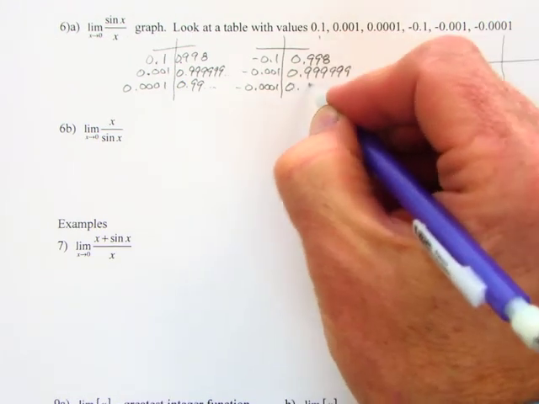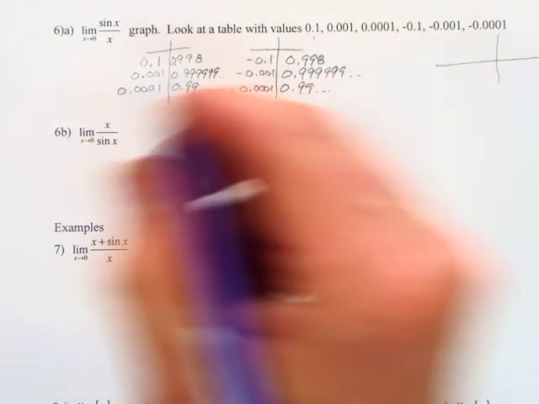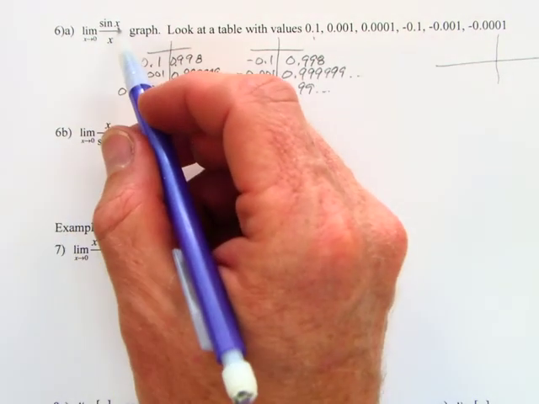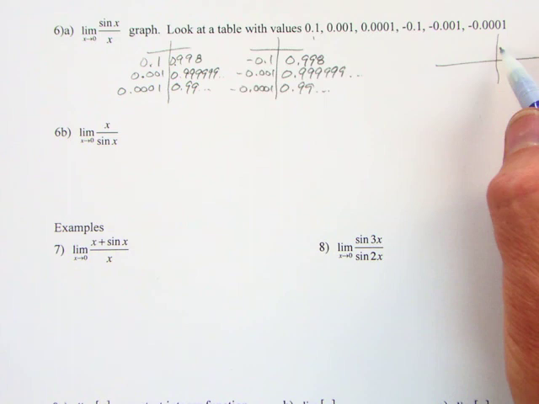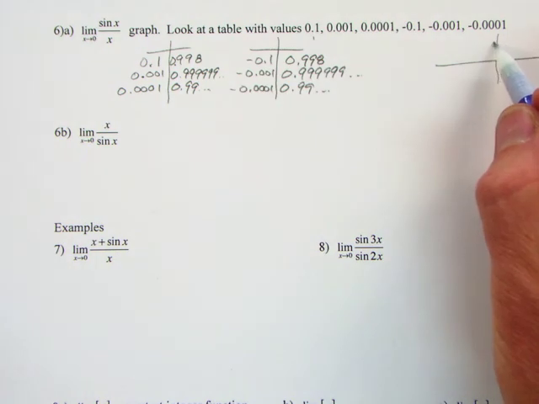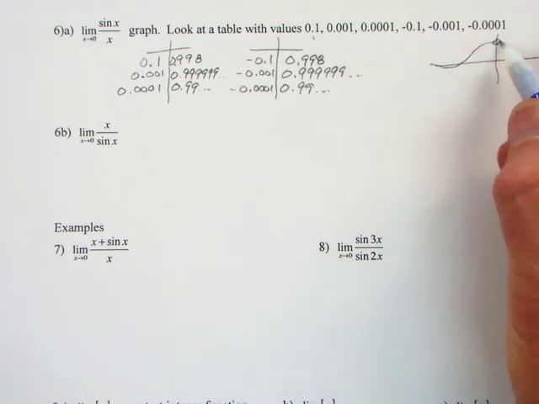Because it's an even function. How do we prove it's an even function? We can plug in negative x, and we get sine of negative x over negative x, and that will simplify to just sine of x over x. This graph looks like this. Comes in.